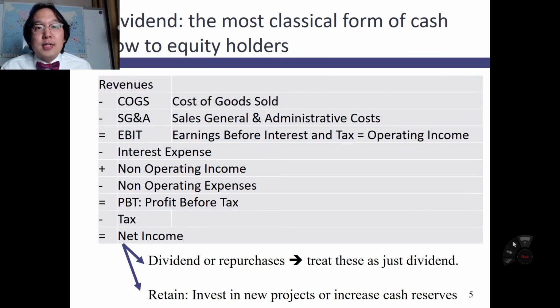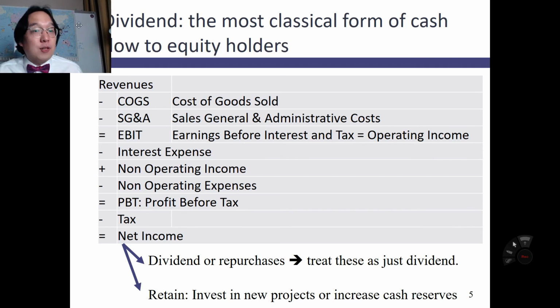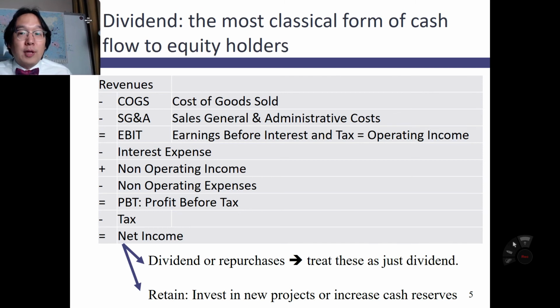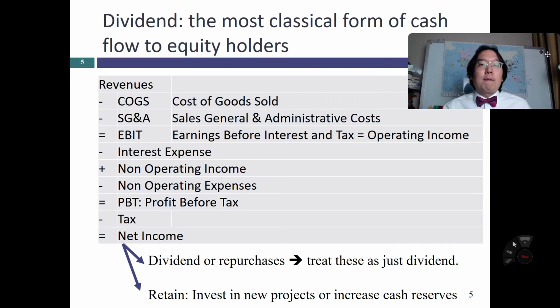Now, dividend. This is the most classical form of cash flow to equity holders. For that purpose, we first need to go through the income statement of any company, right? The top line is revenues. The bottom line is net income. We will start from the bottom line. But for that part, we need to refresh our memories about the income statement a little bit.